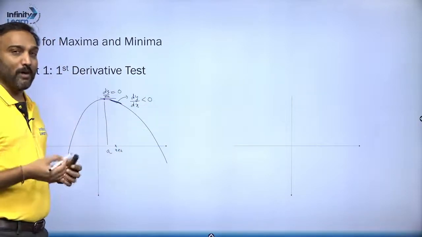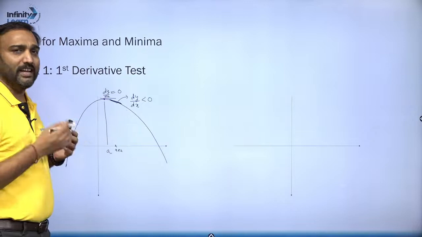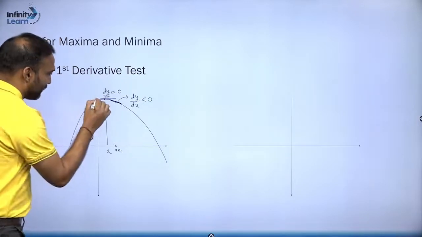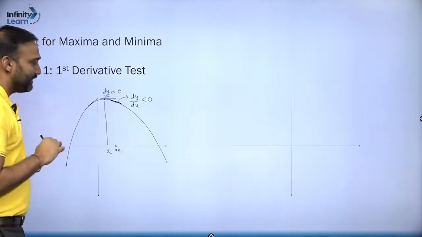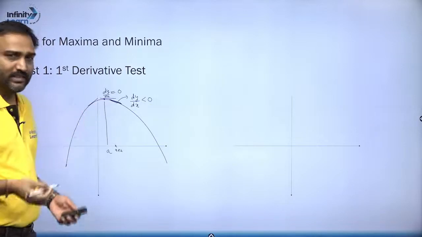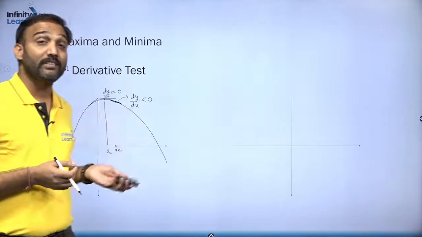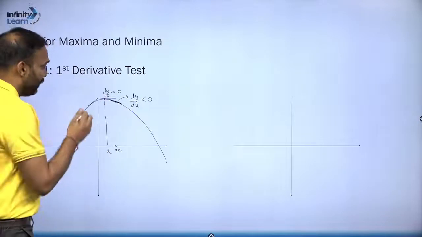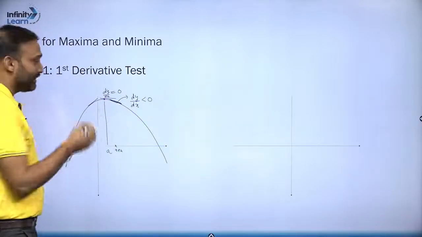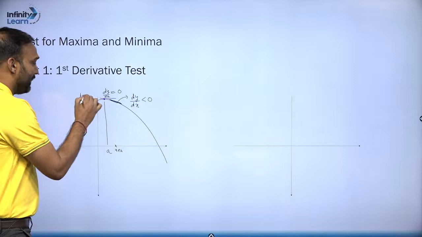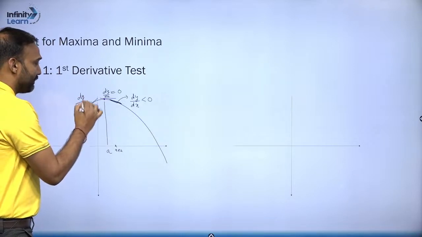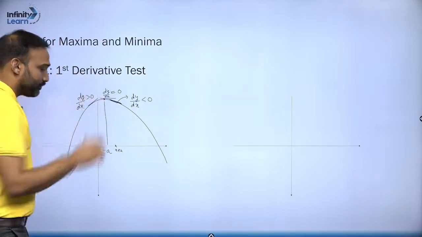Now if I talk about a point which is behind a, that is a minus h, then the tangent will look like this. The slope of the tangent will be given by the inclination, and the inclination is an acute angle over here. So acute angle means tan theta is positive. So tan theta is positive means dy by dx is positive.